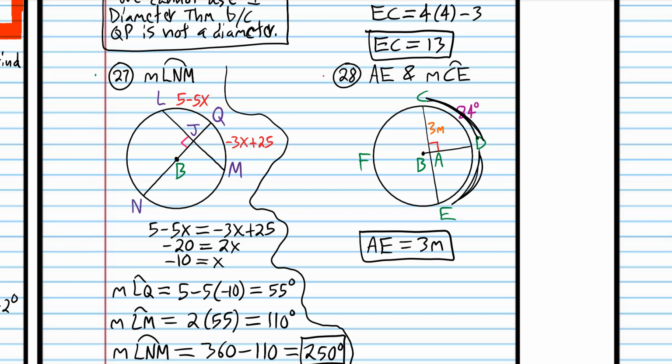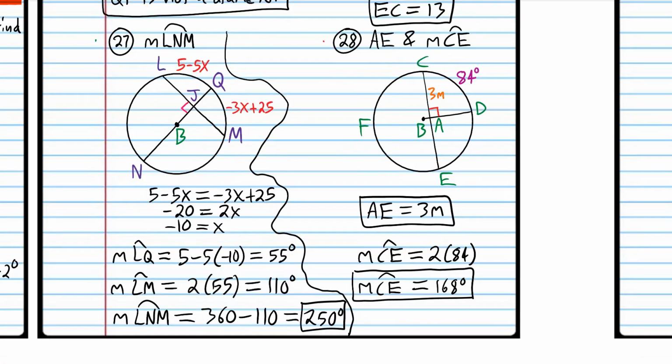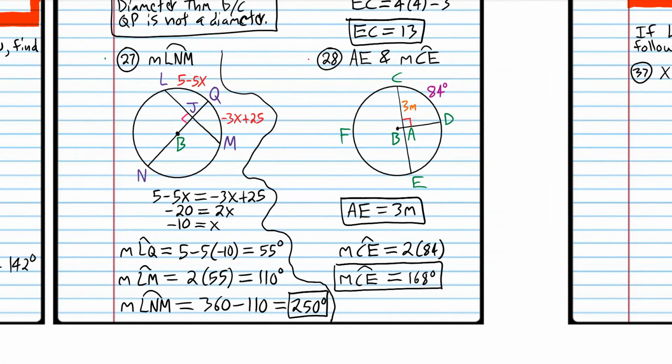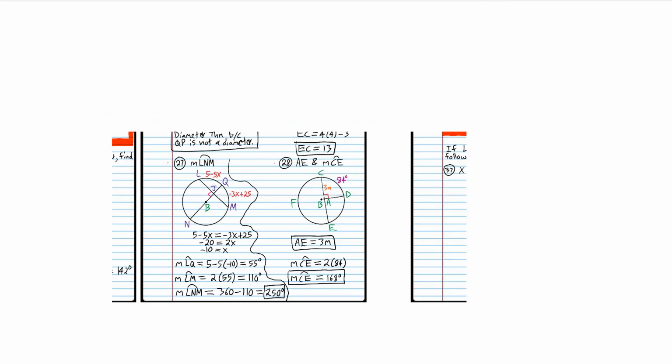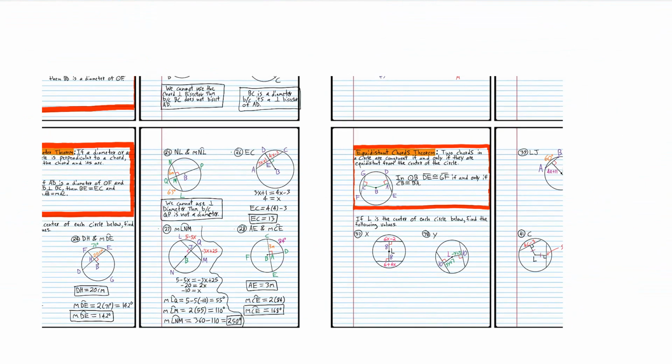And the measure of arc CE, which is the sum of those two arcs, must be 2 times 84, and that would be 168 degrees. So if you got those answers, good job. If you didn't, that's okay. Just figure out what you did wrong.